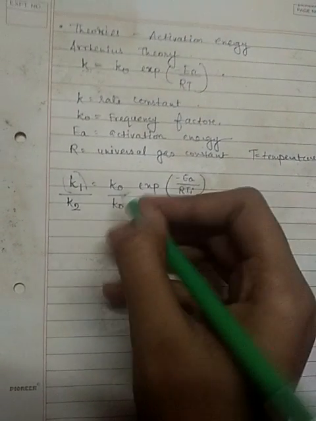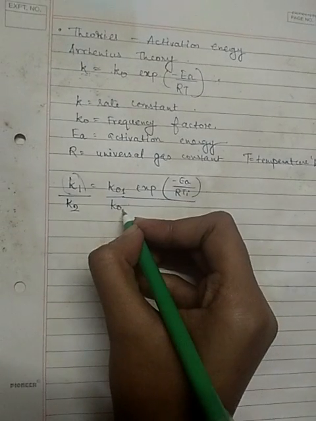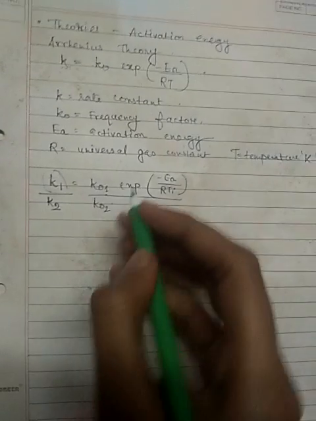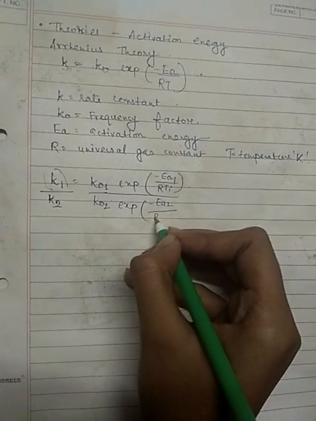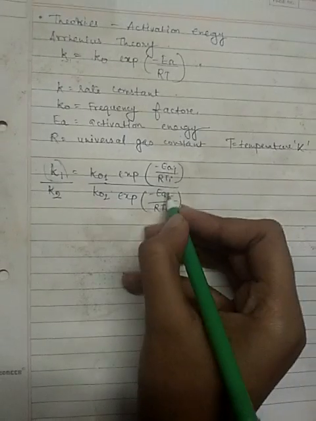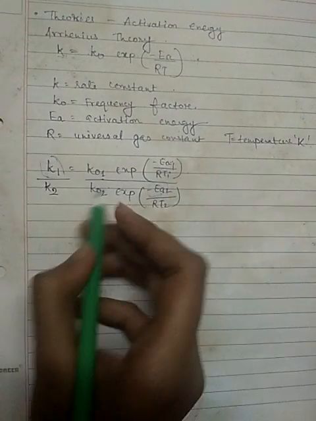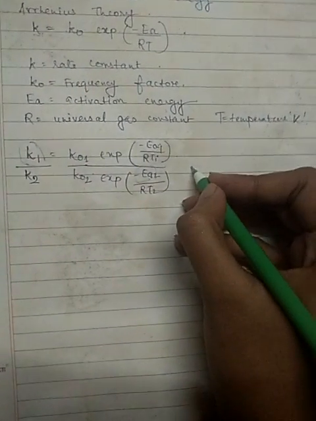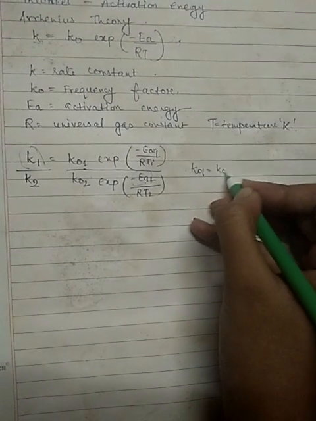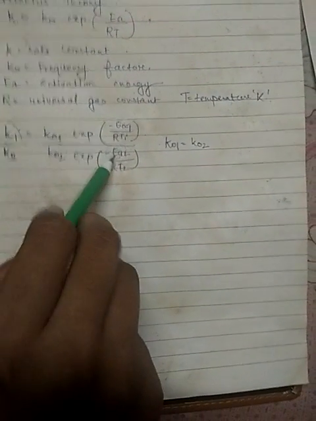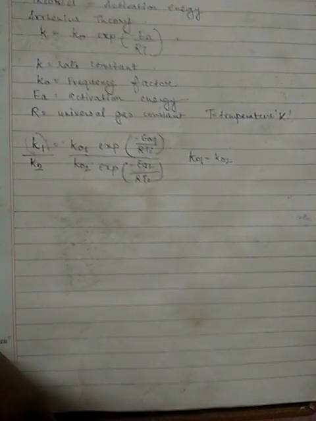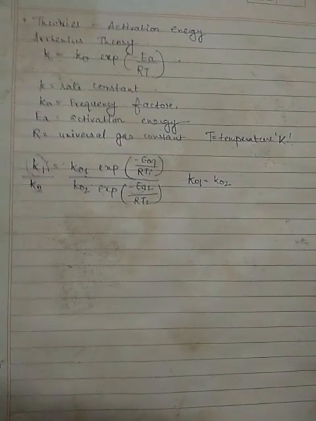Okay, if it's mentioned that k0 for reaction 1 and k0 for reaction 2 varies by a certain factor, then apply that. Exponential of minus EA2 by RT2. Okay, EA1 and EA2. So you have to find the ratio between EA2 and EA1. So you have to solve this. If nothing is mentioned, remember k01 equals to k02, the frequency factor. Okay, remember that. So you need to calculate the ratio of minus EA1 and EA2. You can do that by solving this equation. In the next video, I'll talk to you about the collision theory and the transition state theory.